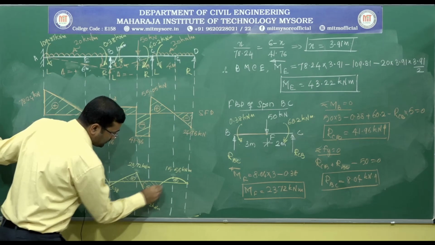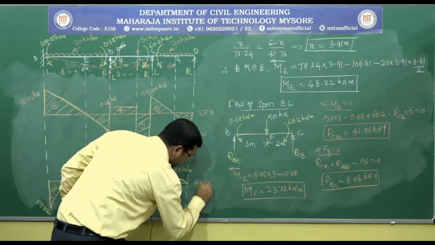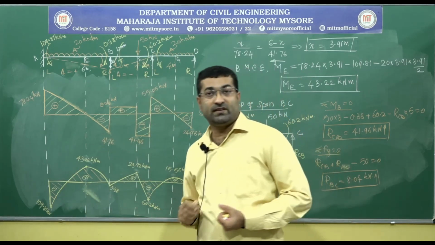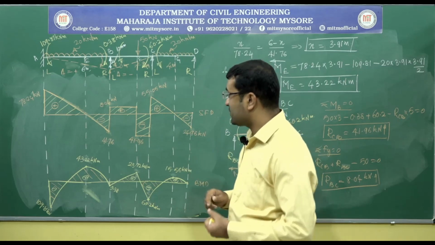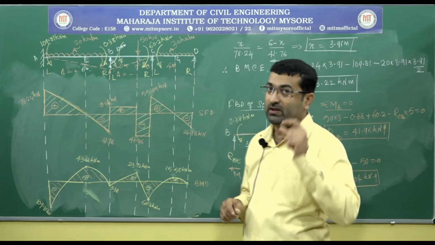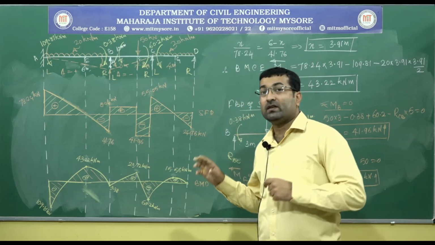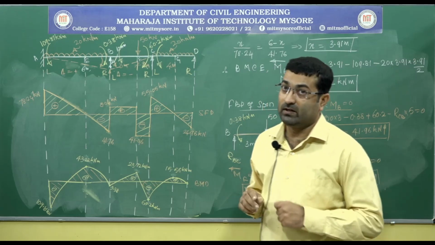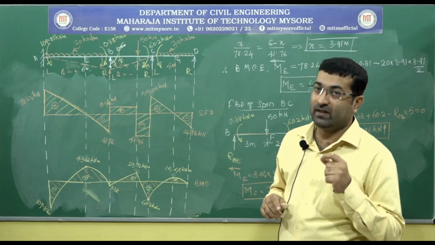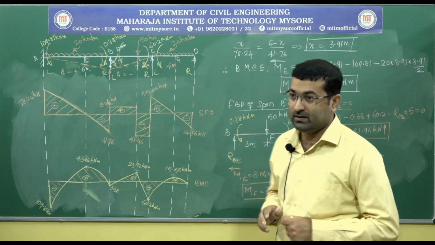Here one thing can be observed: we have already solved this problem without considering the sinking, and this time we have solved it by considering the sinking of only one support, that is adjusted by 10 millimeter. Now you can observe the difference in the variation of the bending moment values. So a small sinking of any support affects the structure in a bigger way.